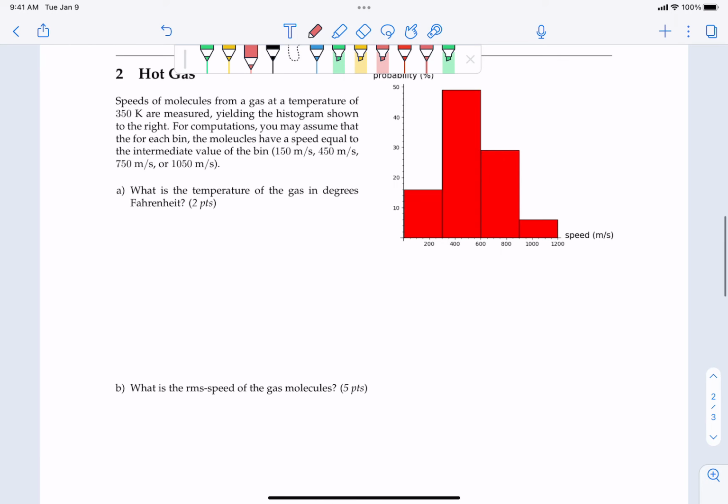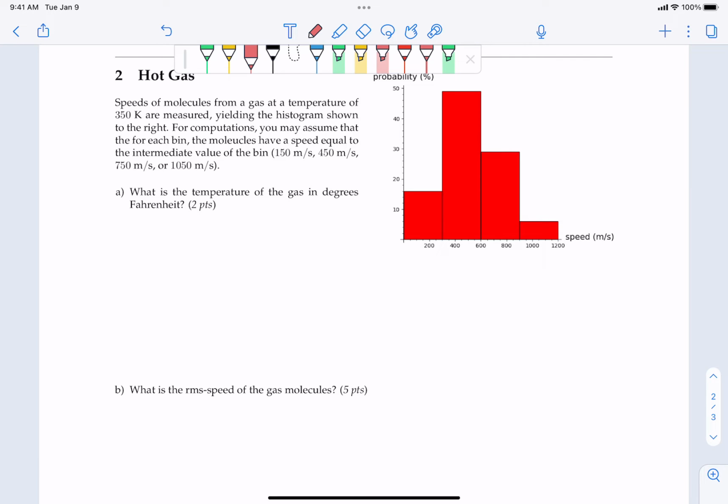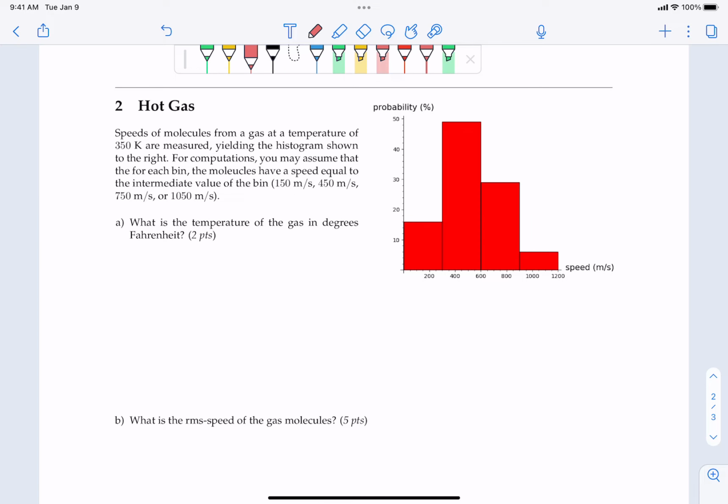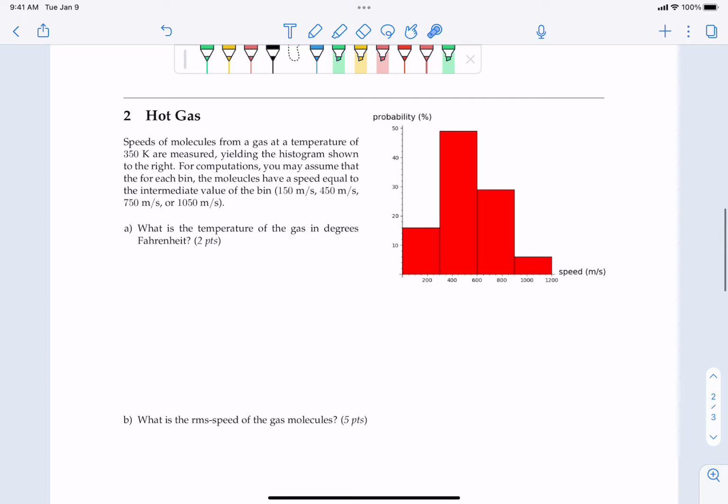So problem 2, very, very similar to written homework. It says speeds of molecules from a gas at a temperature of 350 Kelvin are measured, yielding the histogram shown to the right. For computations, you may assume that for each bin, the molecules have a speed equal to the intermediate value of the bin.